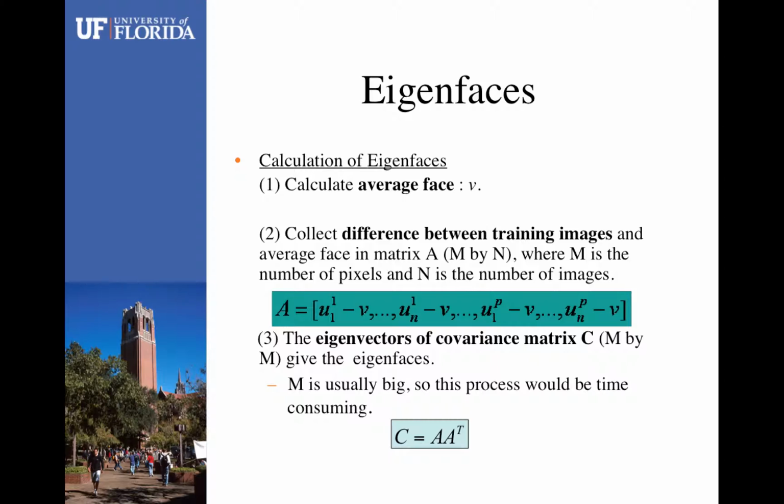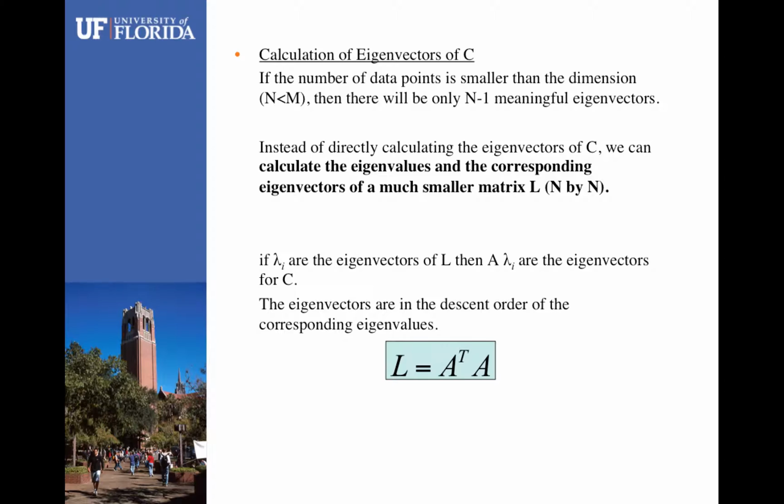The third step is to calculate the eigenvectors of the covariance matrix C, which is m by m, to give eigenfaces. Because m is really big, this process would be time consuming. But there's one way to solve this problem. If the number of data points is smaller than the dimension, which means n is smaller than m, then there will be only n minus 1 meaningful eigenvectors.